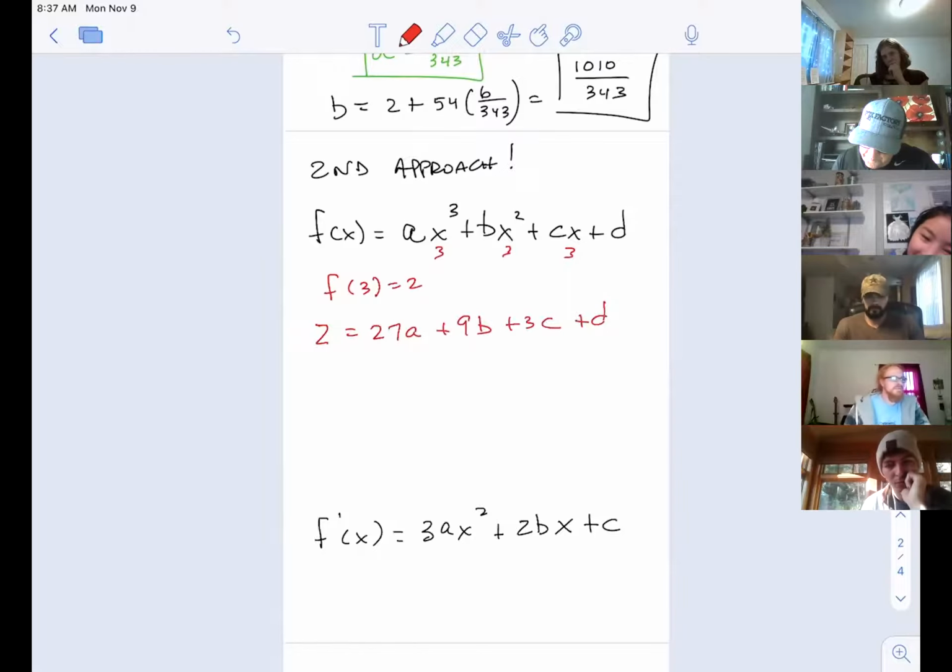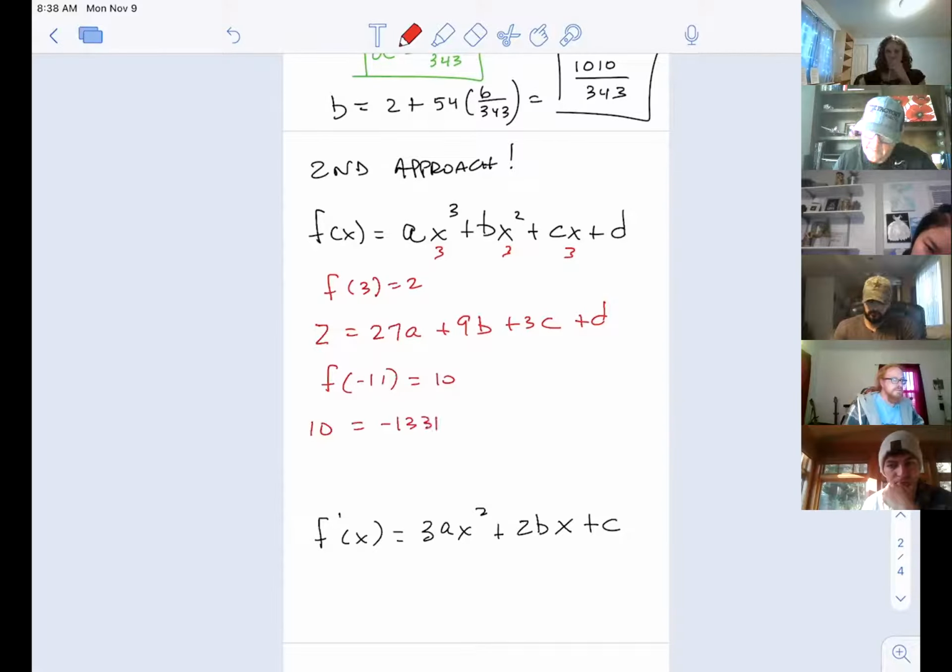Don't we also know that when x was negative 11, y was supposed to be 10? That was my second point. So when x is negative 11, y's got to be 10. Negative 11 cubed is some big number, 1331. So it's negative 1331 times a. And then 11 squared is 121, so that's 121 times b. And then negative 11 is x, so negative 11 times c plus d.